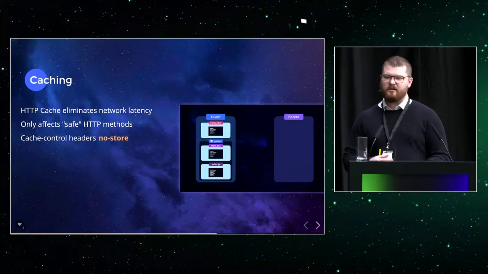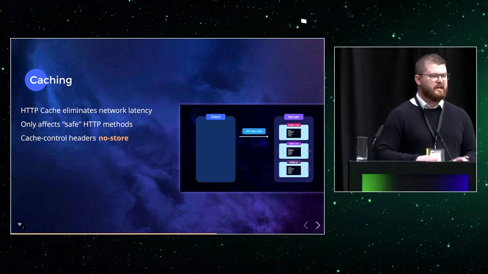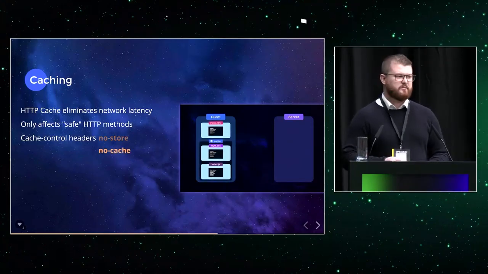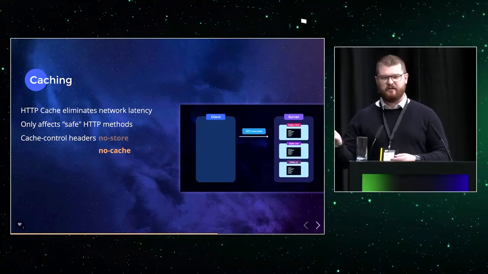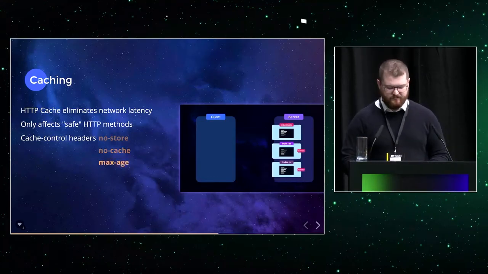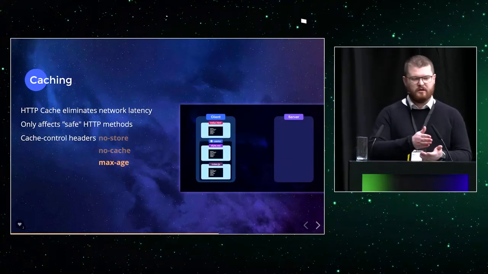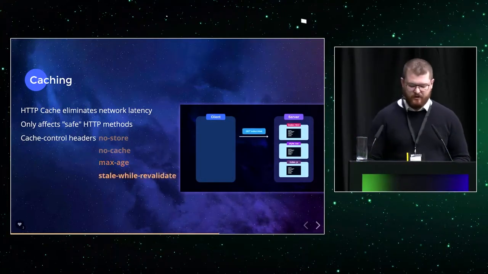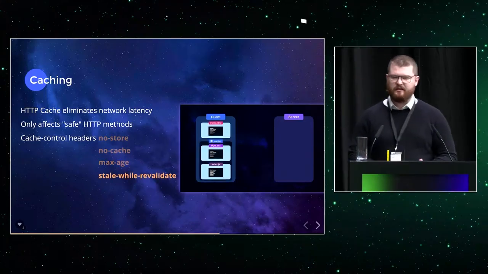So we can configure our web server to use no-store, which means a header that says never store anything in the cache, so always ping the server. No-cache, which means we will cache the data, but we will check with the server if there is fresh data. We can use max-age, so basically put a timestamp when we consider that the data is stale from that point on, and the stale-while-revalidate header.